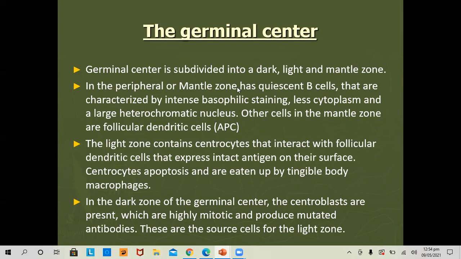The periphery of the mantle zone has quiescent B cells that are characterized by intense basophilic staining of the nuclei, less cytoplasm, and a large heterochromatic nucleus. The other cells in the mantle zone are the antigen presenting cells or the follicular dendritic cells.